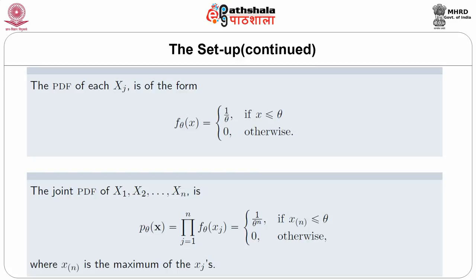Why is this so? Because X1 is less than or equal to theta, X2 is less than or equal to theta, and Xn is less than or equal to theta is equivalent to maximum of X1, X2, Xn is less than or equal to theta. So this is the joint PDF of X1, X2, Xn.